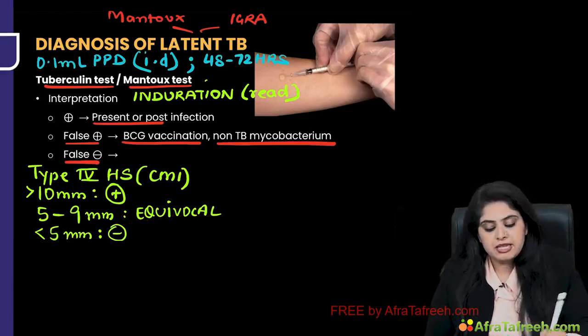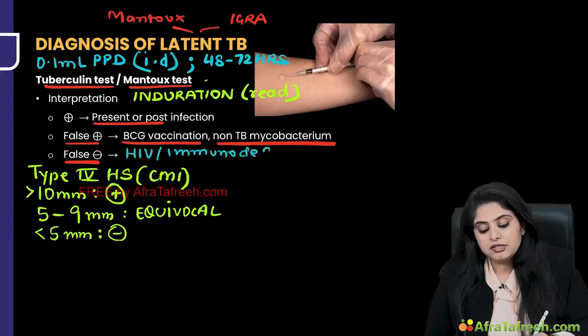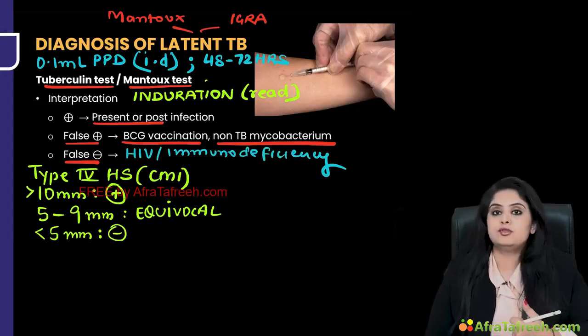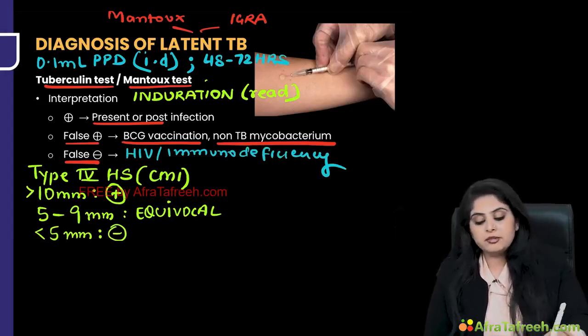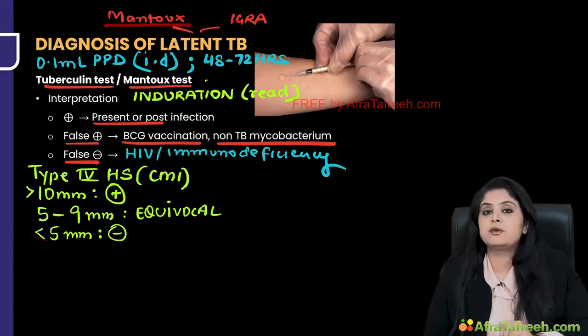So can I say, in a case of HIV or any kind of immunodeficiency, because the person does not have any cell-mediated immunity, he will not show you any response to Mantoux, right? So these are the points about Mantoux that they're definitely going to ask you, but this was just one of the tests that you have for latent TB.